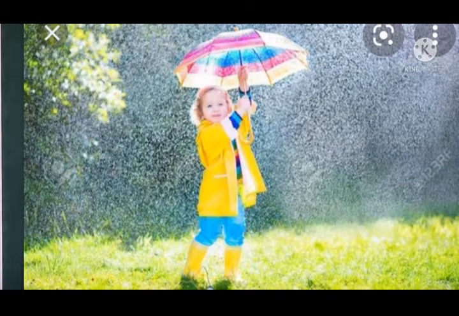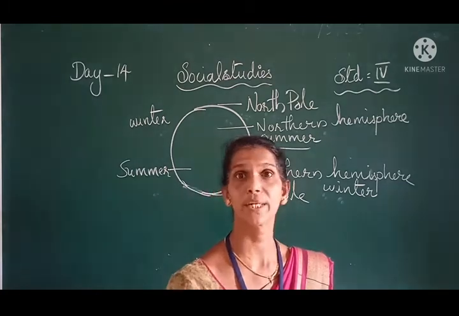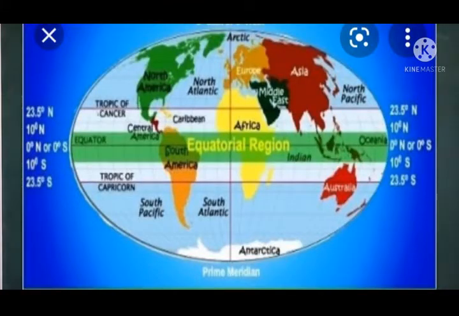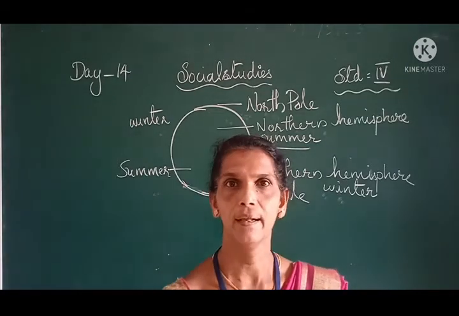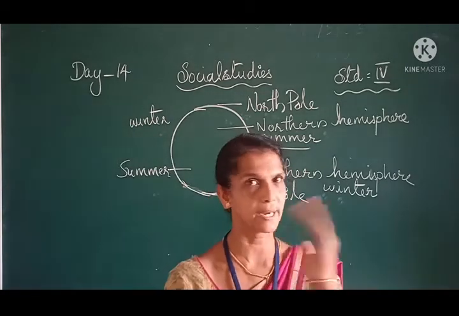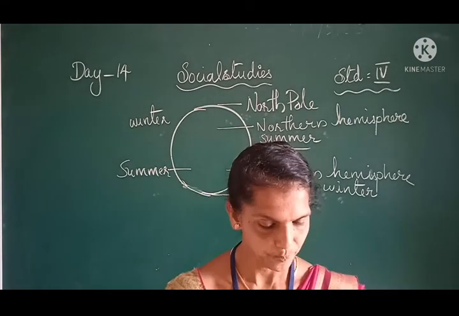Okay, children, the places near the equator, that is in the middle, are called the equatorial region. Places near the equator, there is no change in seasons. The days and nights are equal there.